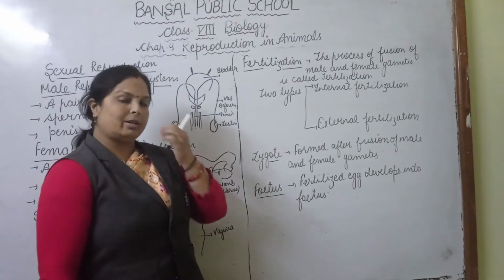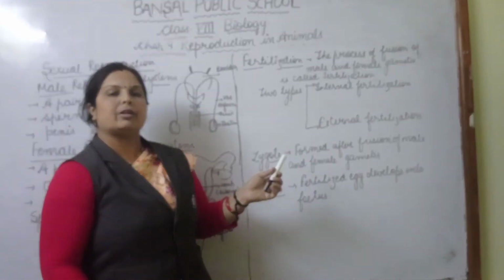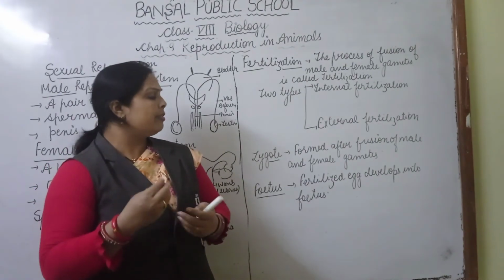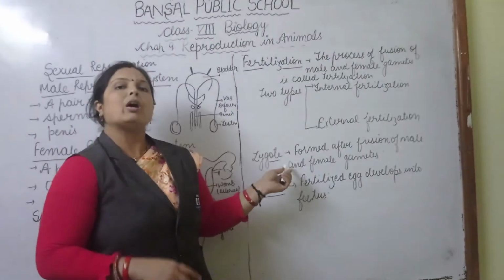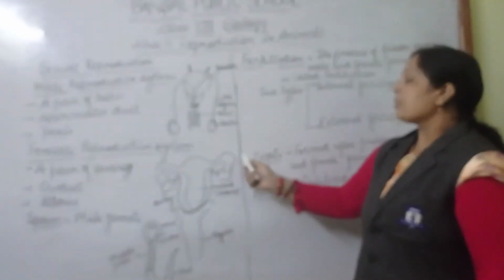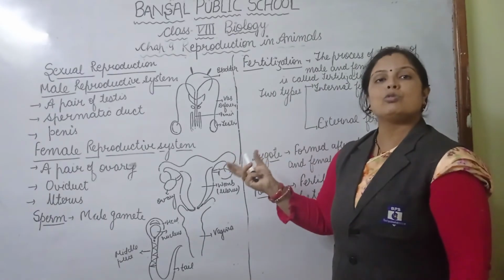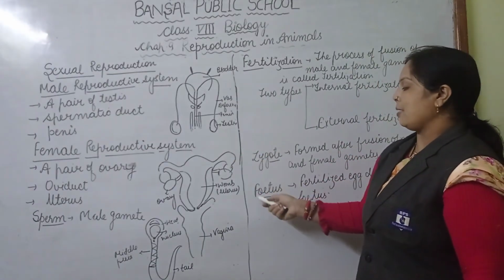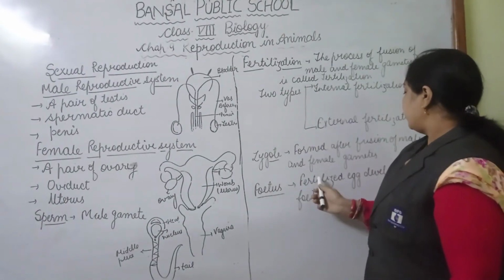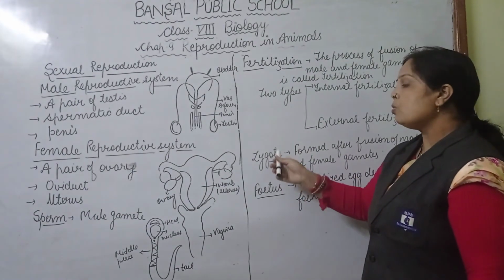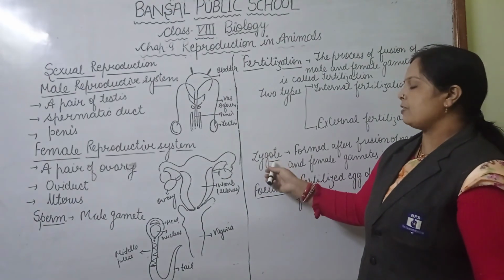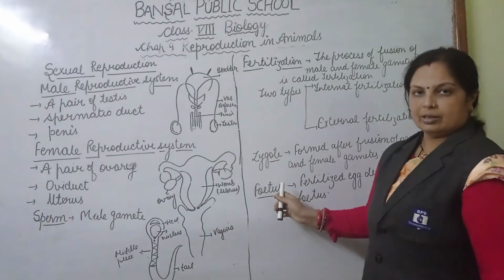After division takes place, the zygote converts into a ball-like structure, and after complete division it converts into an embryo, and the embryo develops further in the uterus. As the embryo's organs develop, it converts into a fully developed structure known as a fetus. So the zygote converts into an embryo and the embryo converts into a fetus. This is the main difference between zygote, embryo and fetus.